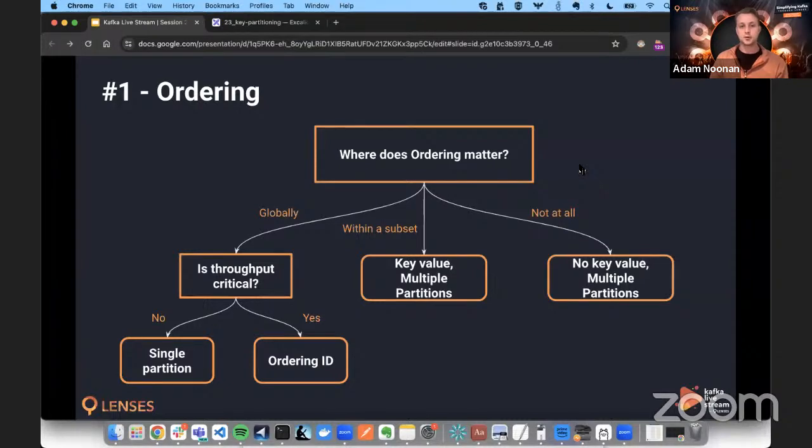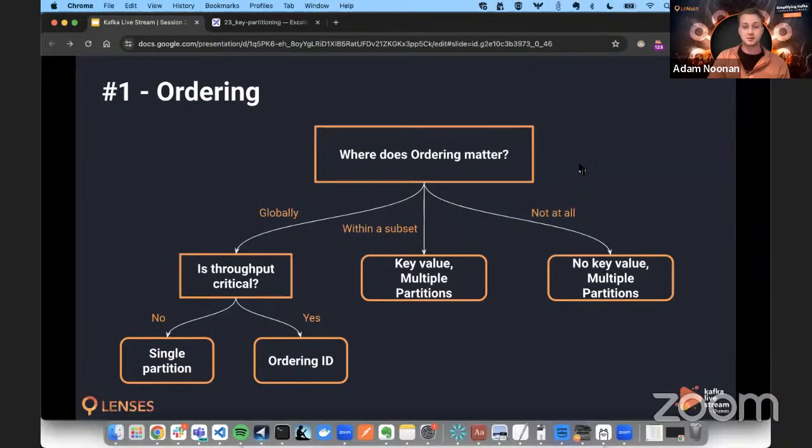Usually though, ordering matters at a subset of data. So if we're talking about taxi trip data, we might use a vehicle ID as our key value. And what that's going to ensure is that ordering is always the same for each vehicle. Since a vehicle ID is always going to be written to that same partition, we know that one single vehicle will always write to that same partition in the order that those events happened. So you use a single key value depending on where ordering matters in multiple partitions.